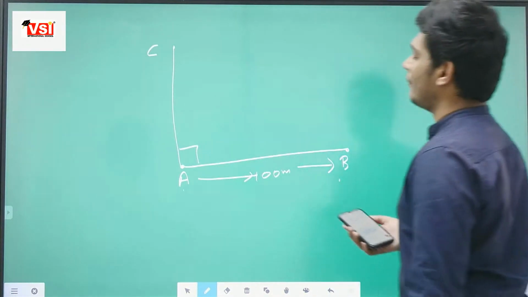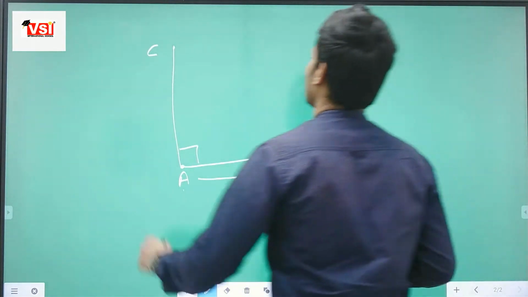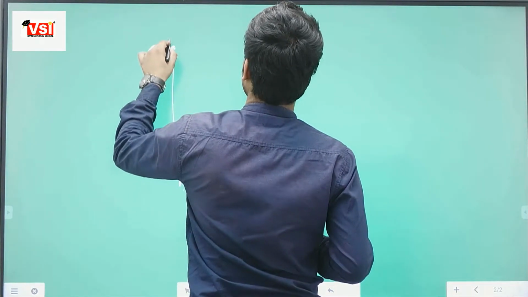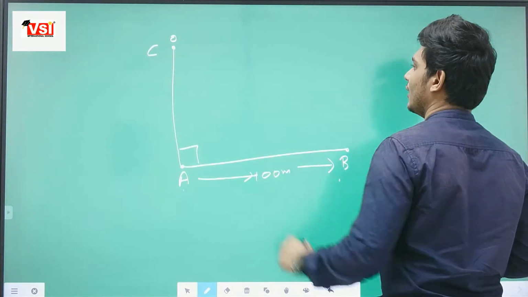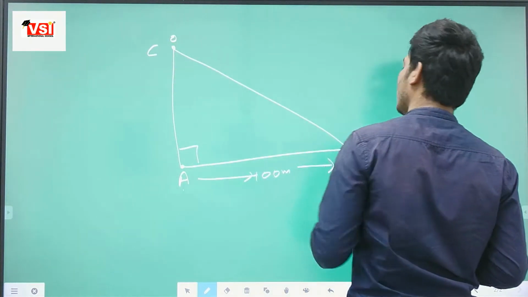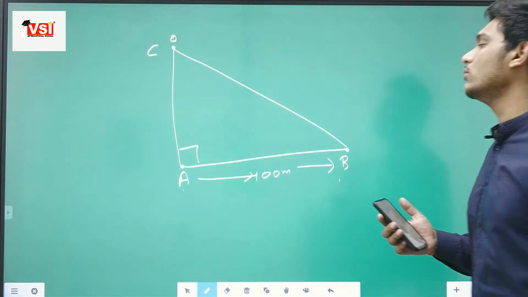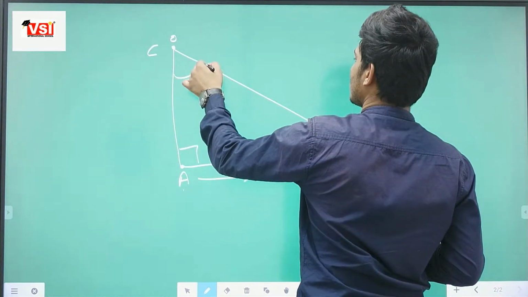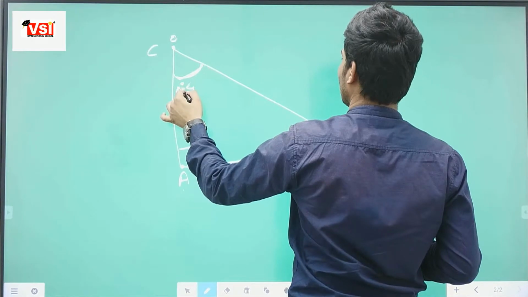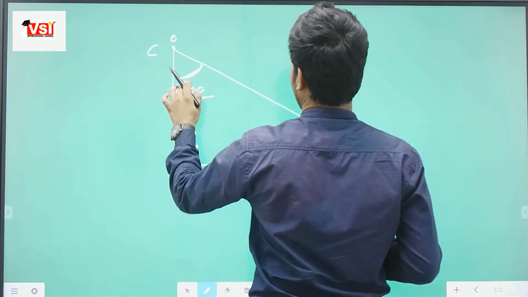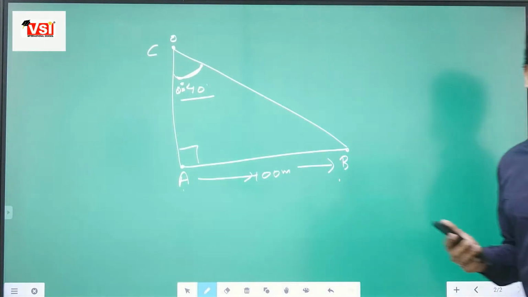So now what is happening here? The person first sees the object O from A, and then he moves from A to B, and again he sees the top point of the tower, and he observes that the angle changes by theta that is equal to 40 degree.